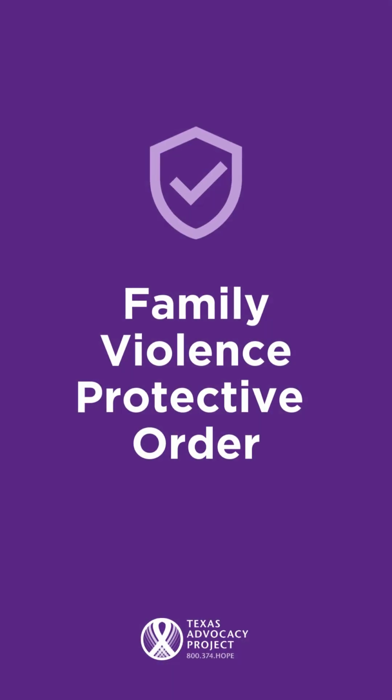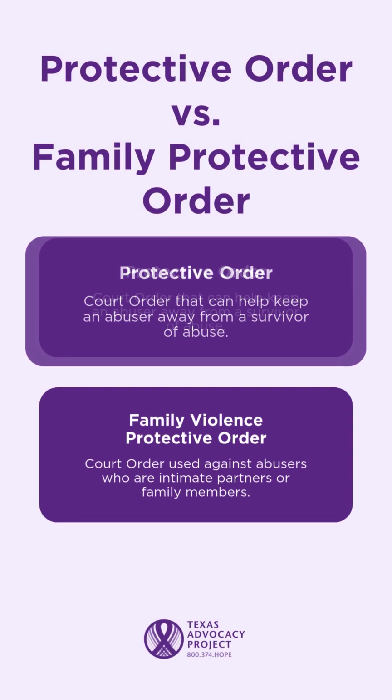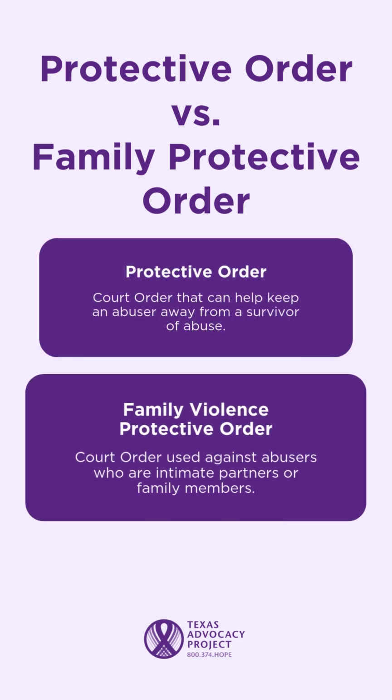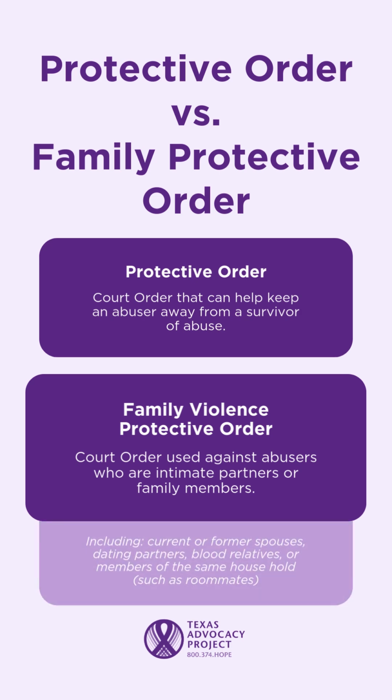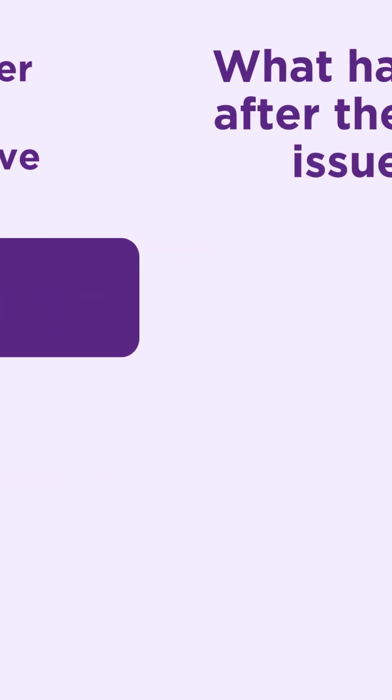What a family violence protective order is. A protective order is a kind of court order that can help keep an abuser away from a survivor of abuse. A family violence protective order is used against abusers who are intimate partners or family members, including current or former spouses, dating partners, blood relatives, and members of the same household, such as roommates.